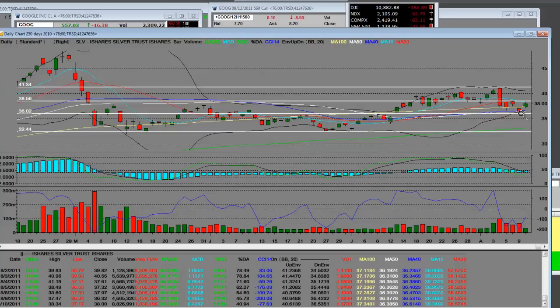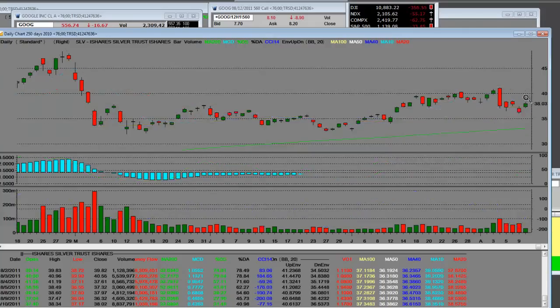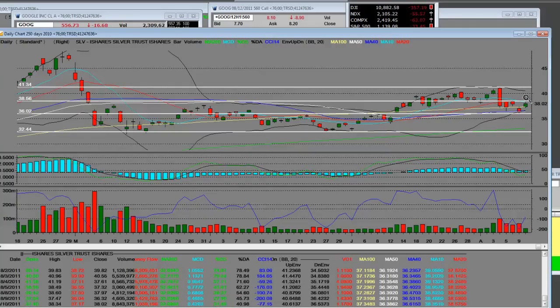This support level right here is above your 50-day simple moving average, your 40-day, and now you gapped above this line right here. That color right there is the 100-day moving average. However, that resistance, we got to consolidate above the 10-day and the 20-day simple moving averages. This cannot go into a sell signal.